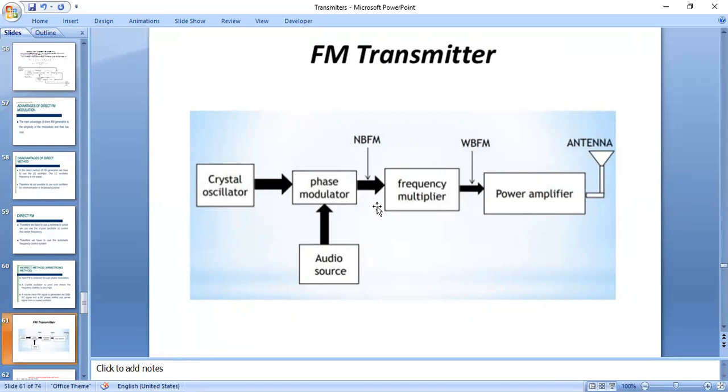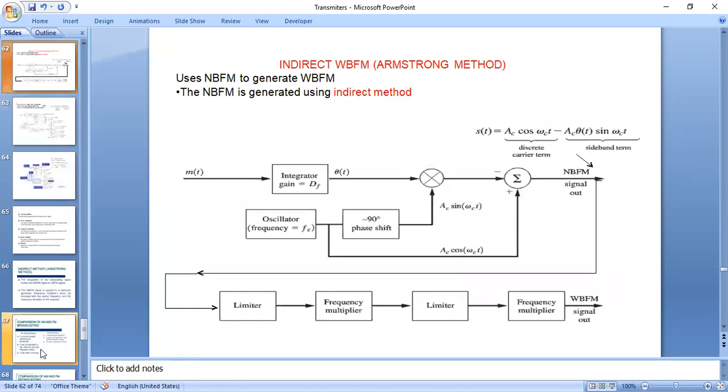So in the Armstrong method, that is called the indirect method of FM, we have to use a phase modulator. First you have to generate the phase modulated signal. So from this phase modulator, you will get the narrowband frequency modulated signal. It will be passed through the frequency multipliers. Finally, you will get the wideband FM. That is called the Armstrong method.